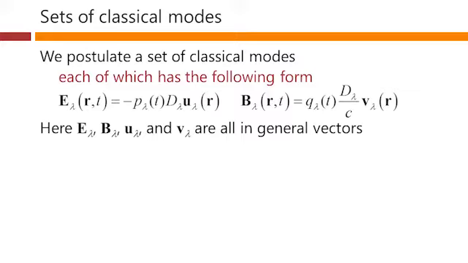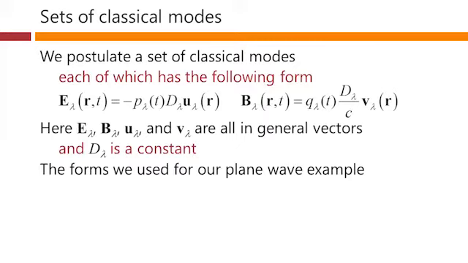Now, note, of course, that the actual electric field in this mode, this classical mode, the magnetic field, and these two spatial functions that are essentially giving us the shape of our electromagnetic mode here, these are all vectors. D lambda is a constant. And the forms we used for our plane wave example before are just one particular version of these.